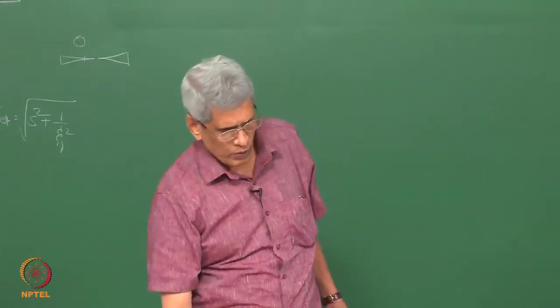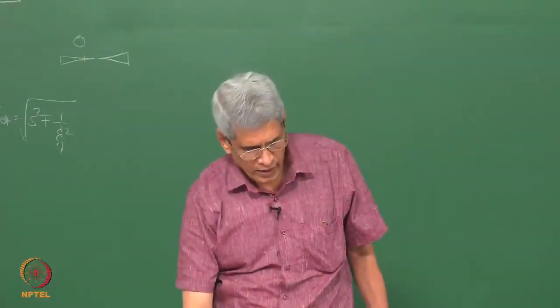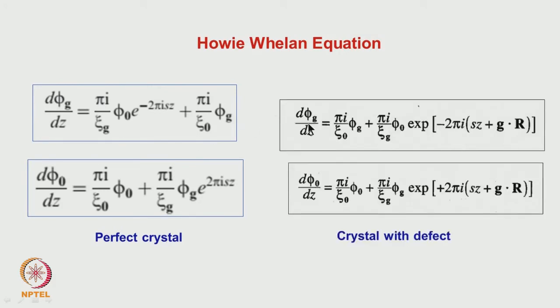So this equation which we have written for the variation of the amplitude of the incident beam and the diffracted beam is called the Howie-Whelan equation, or Howie-Whelan-Darwin equation. This equation is for a perfect crystal. When it is a crystal with a defect, like the way we have seen, wherever sz is there, a term will be attached, sz plus g dot R, where R is the defect vector.